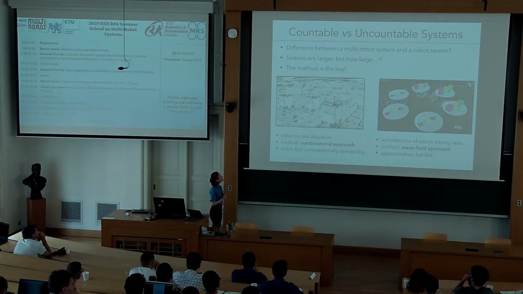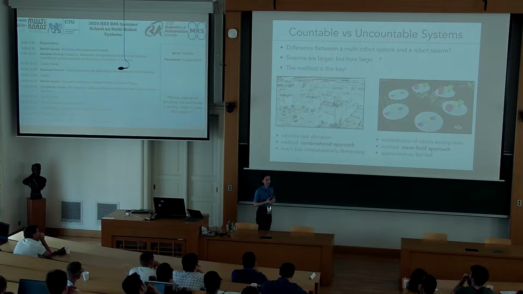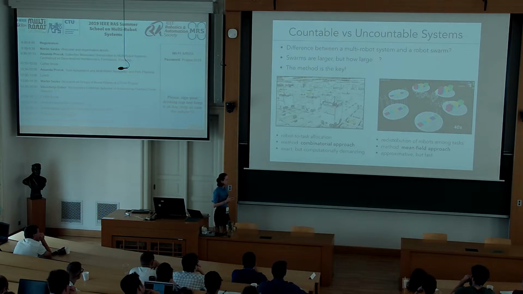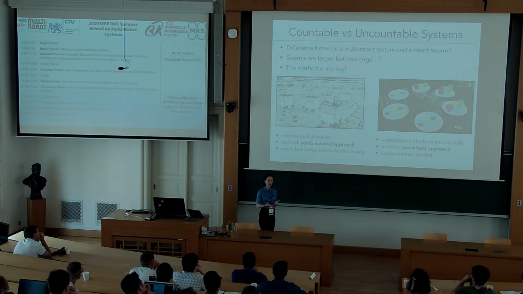Just before I talk about that, I want to spend a few seconds talking about why and when we can make this kind of transition from the discrete to the continuous domain. What I'm essentially implying is that I'm making a transition from countable discrete systems to uncountable systems. Fundamentally, this brings up the more philosophical question of what is the difference between a multi-robot system and a robot swarm. When I go to conferences and meetings, a lot of people come to me and ask me this very question.